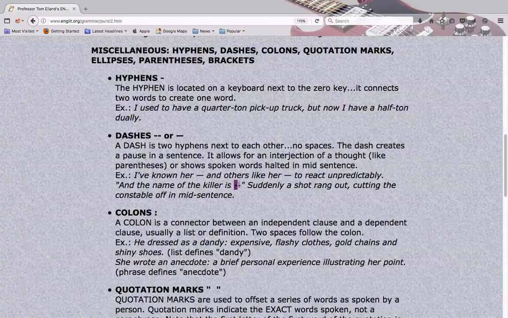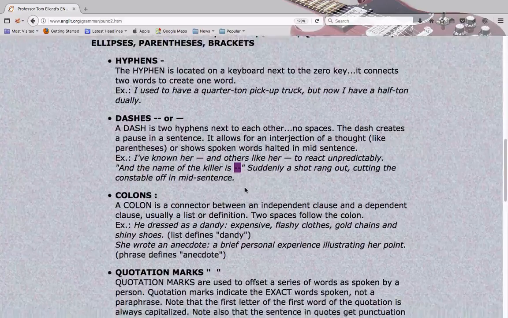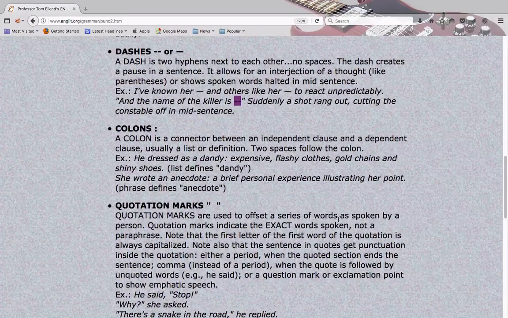You also do the same thing if you just want to use two hyphens. A colon is the two dots. The colon is used to separate an independent clause, a complete sentence, from either a list or a definition that is not a complete sentence. For example, if you said he dressed as a dandy, which is a sentence, and then you gave me the description, you would simply use a colon here.